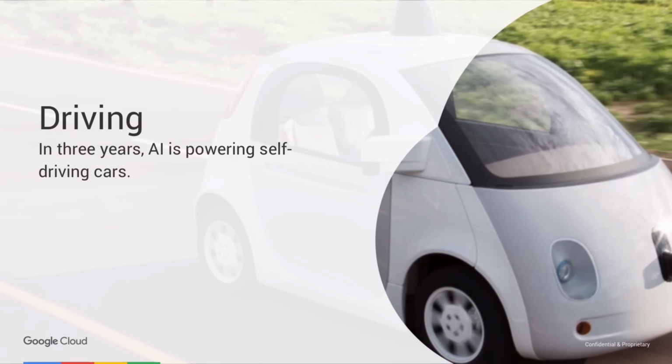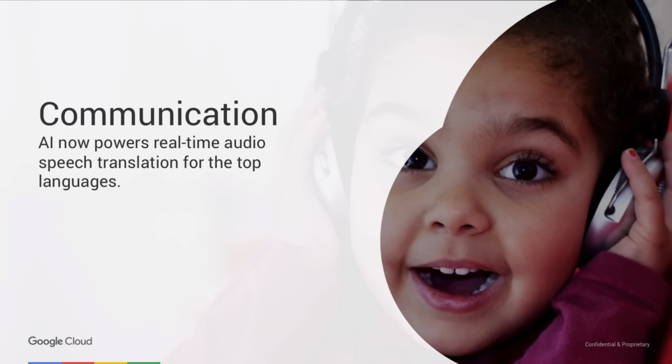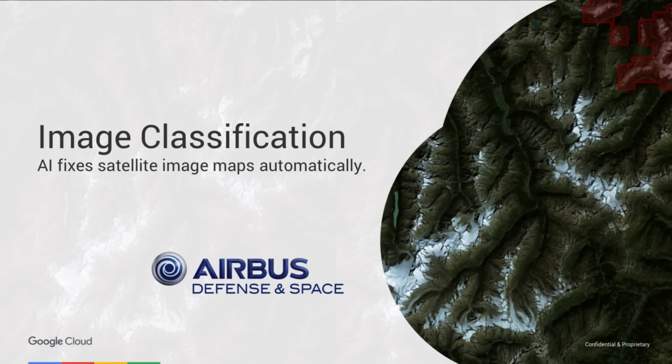Today, AI is everywhere. It powers self-driving cars. It lets us have fluent, real-time conversations with people who don't speak our language. It helps us organize images. For example, take a look at this satellite image. It's pretty hard to tell by eye what's cloud formation and what's snow cover. AI can help with that.